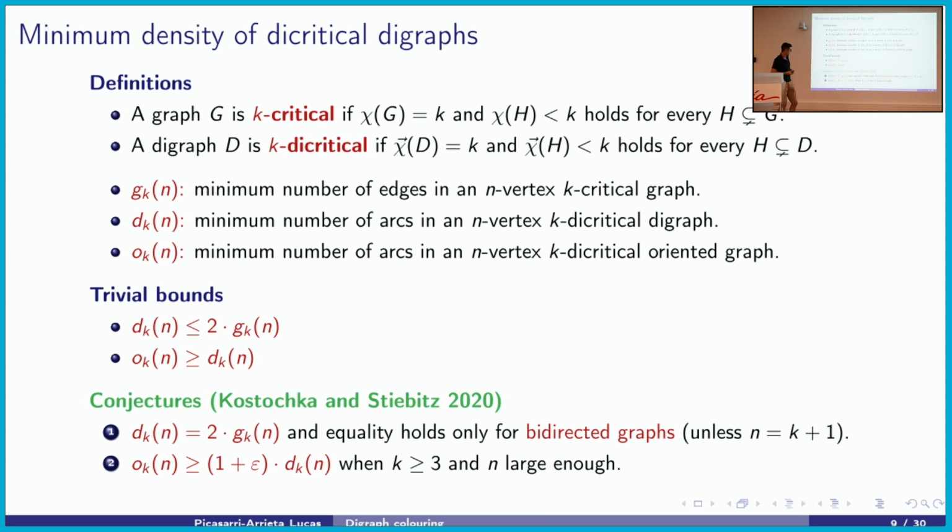And they made a second conjecture, which is that there should be a significant gap between o_k and d_k. So o_k of n should be at least 1 plus some epsilon times d_k of n. And both conjectures are still open.